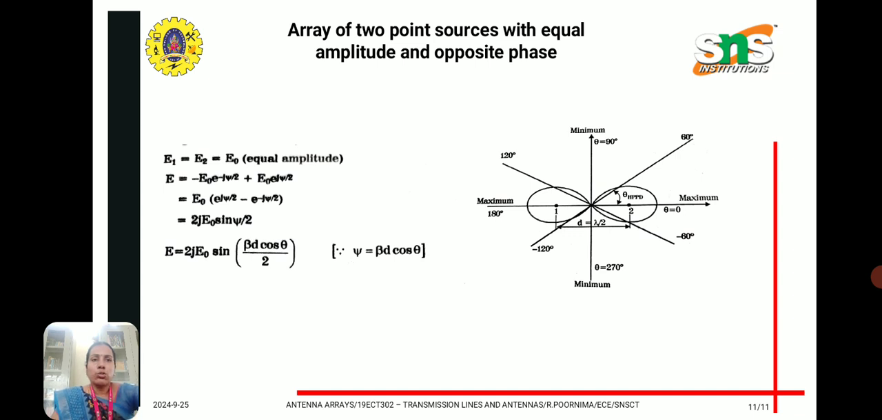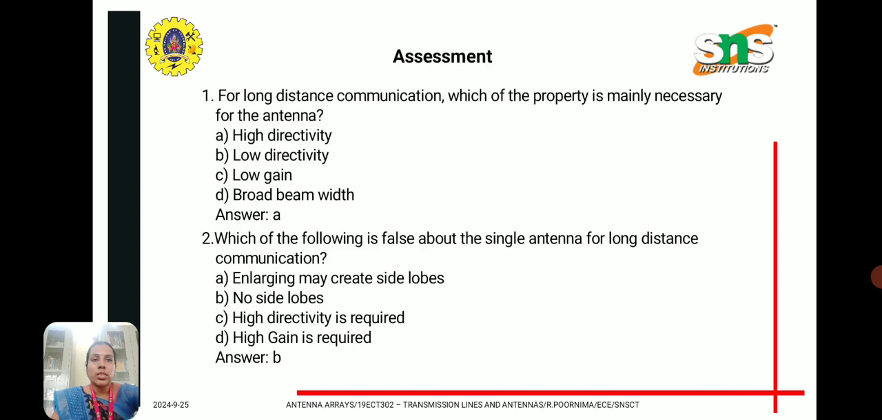And next, an array of 2 point sources with equal amplitude and opposite phase. For this we get the radiation pattern as shown in this diagram, where we get maximum radiation along 0 degrees and 180 degrees, and minimum along 90 degrees and 270 degrees.